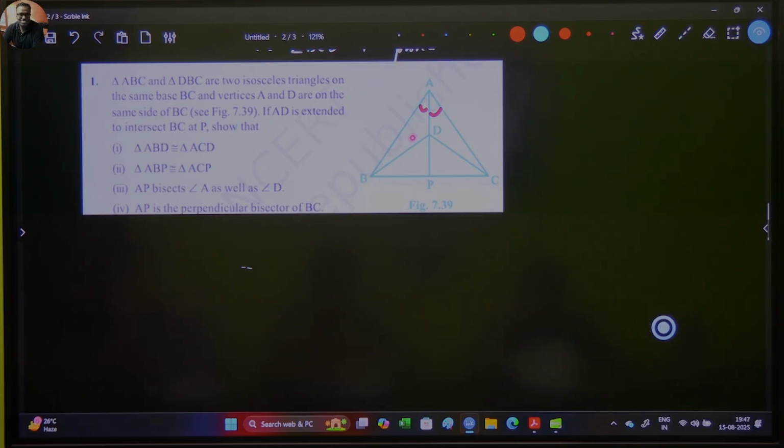By the first triangle's congruence, can we not say that this angle is also equal to this angle? If that be the case, these two should also be equal because they are a linear pair. Yes. And since it is said that A, D all lie on the same side, so ADP is a straight line. So ADP bisects angle A as well as angle D.